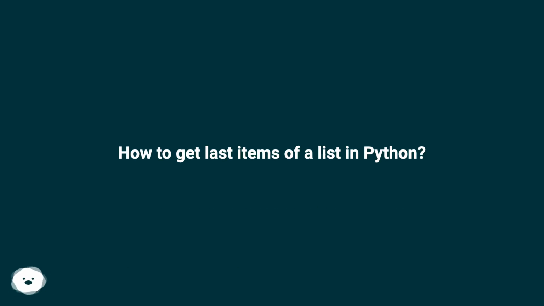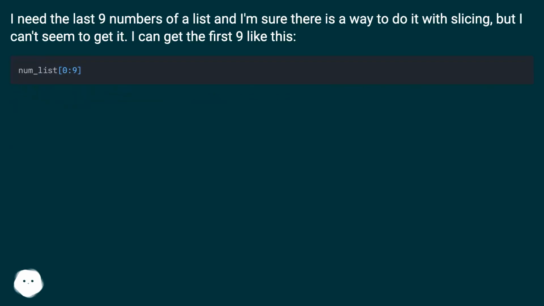How to get the last items of a list in Python. I need the last 9 numbers of a list, and I'm sure there's a way to do it with slicing, but I can't seem to get it. I can get the first 9 like this.